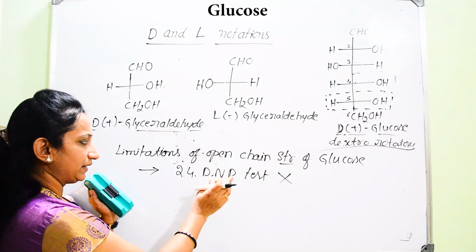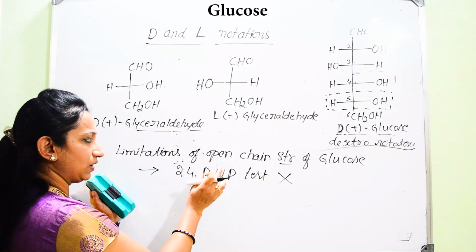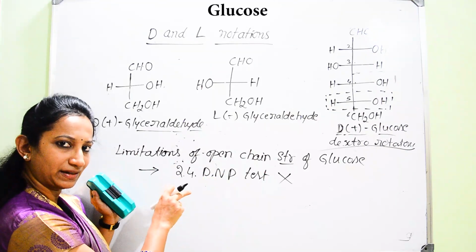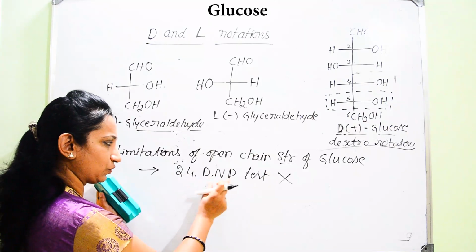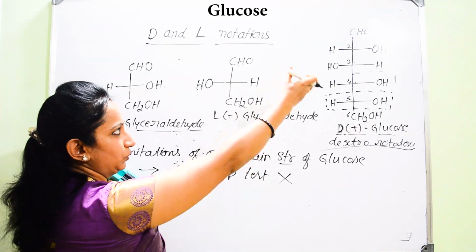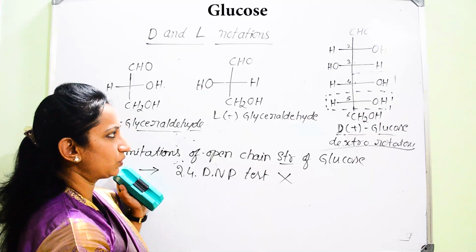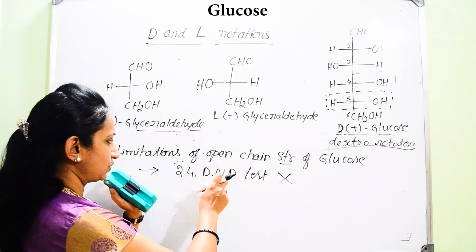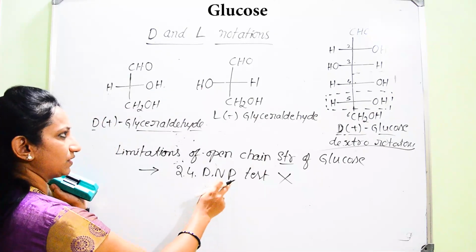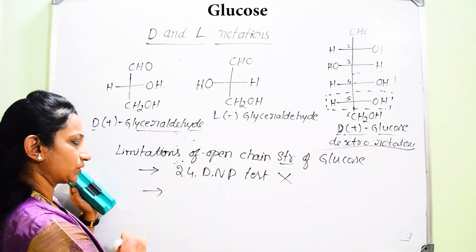So he will get a question mark. Aldehydes, if they contain a CHO group, will definitely answer the 2,4-DNP test. Even though glucose has a CHO group, it is not able to give a positive answer for the 2,4-DNP test. So that was one failure case with respect to the open chain structure.